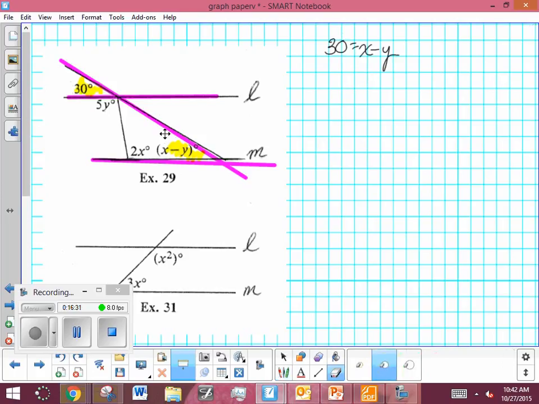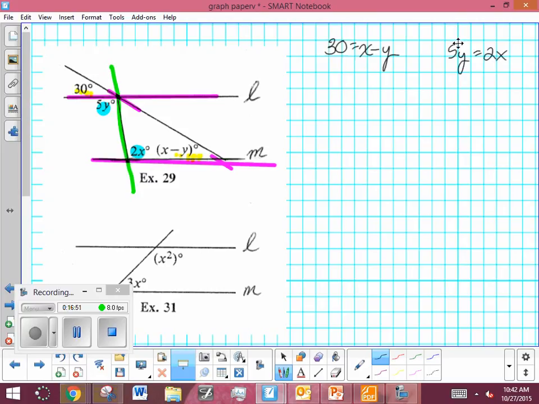Not very useful right away, but we'll get there. We'll find something else. So we got to look at a different relationship. So I have to look at a different transversal because that was the only relationship I can find from that transversal. So let's look at that transversal. And you recognize that that angle there, 5y, and that angle there, 2x, are alternate interior. So 5y equals 2x.